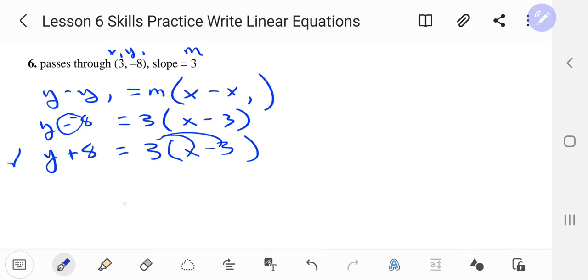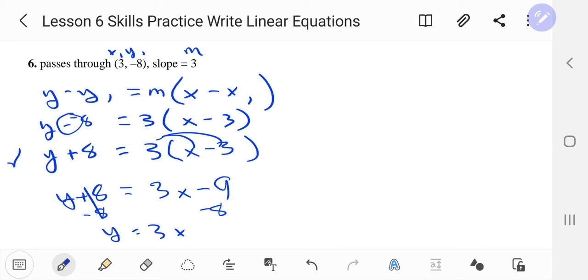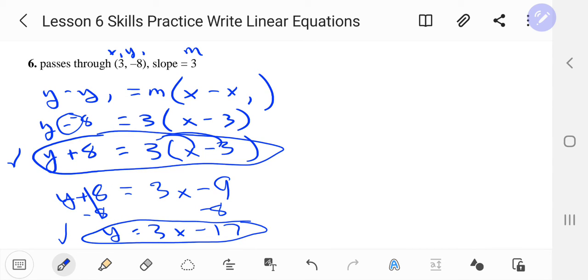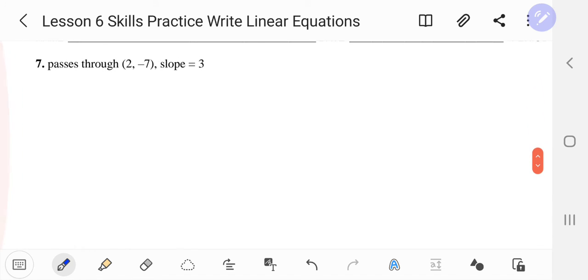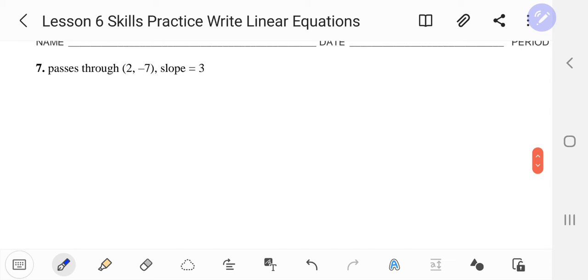Here we go. Times 3x minus 9, y plus 8, and we got to isolate that y equals 3x, minus 9 combined with a minus 8 is going to be minus 17. There we go. Check. Check. And next problem. Okay, go for it and good luck.